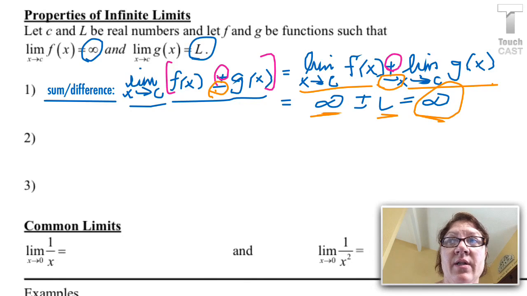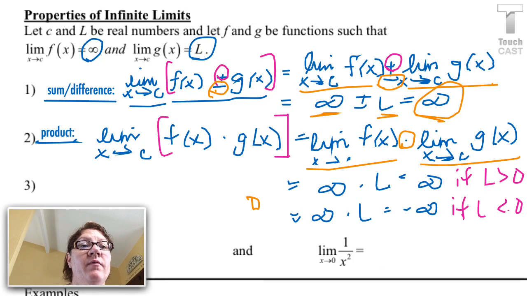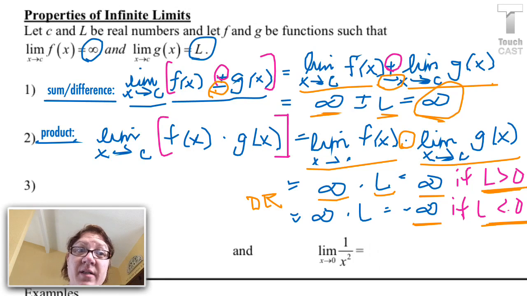All right, let's look what happens when I do product. So again, here I have the product and I'm splitting them. So, oops, I didn't mean to erase, I meant to underline. So I'm splitting them. They still have a product. And so I have a couple of options. I'll get infinity times L, of course, in both cases. But if L is positive, then it goes to positive infinity. If L is negative, then it goes to negative infinity. So that kind of makes sense. Positive times positive gives me a positive. Positive times a negative gives me a negative.